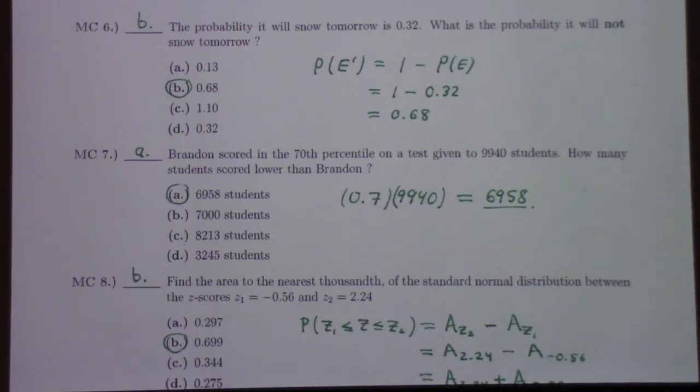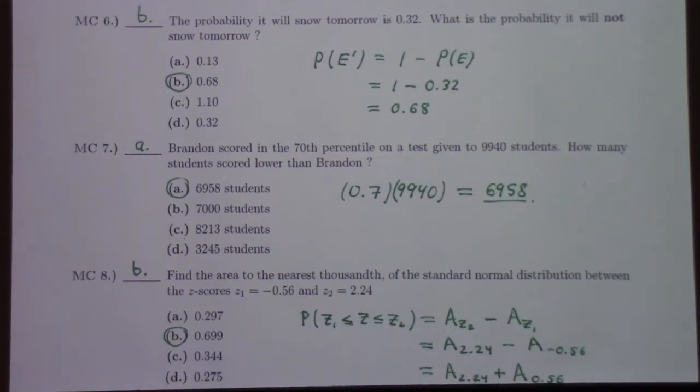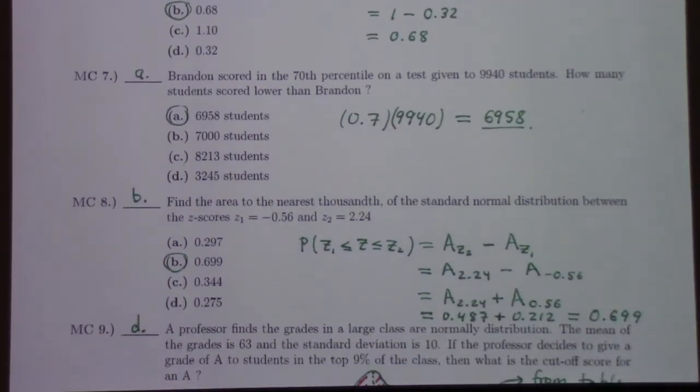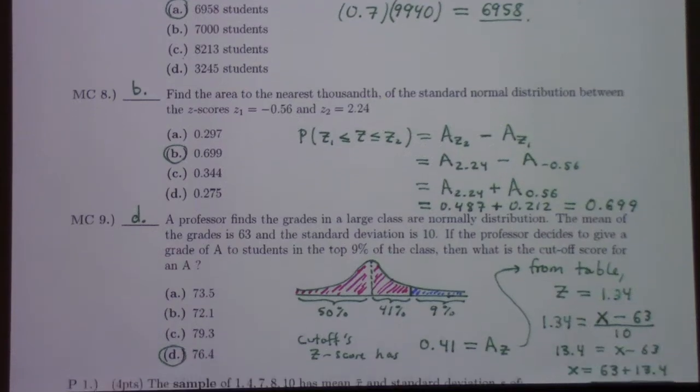Brandon scored 70th percentile on a test given to 9,940 students. How many students scored lower than Brandon? Well, you just take 0.7 times 9,940, you get 6,958. There's your answer. So that many students scored lower than Brandon. It's kind of hard to believe. Let's see here. All right, problem 8.